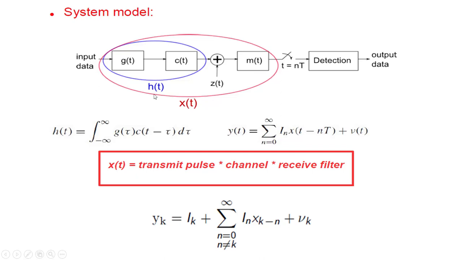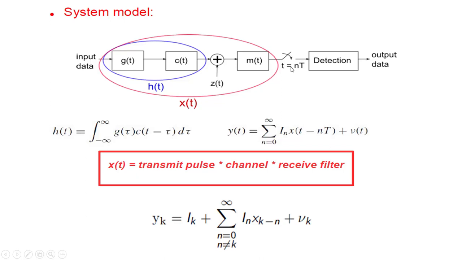x(t) is the convolution of g(t), c(t), and m(t), and the input bits are modulated onto the waveform. So ultimately we receive this signal, the summation of the term I_n x(t minus nT) as y(t) here, and noise will also occur at the receiver, after the receiver filter.